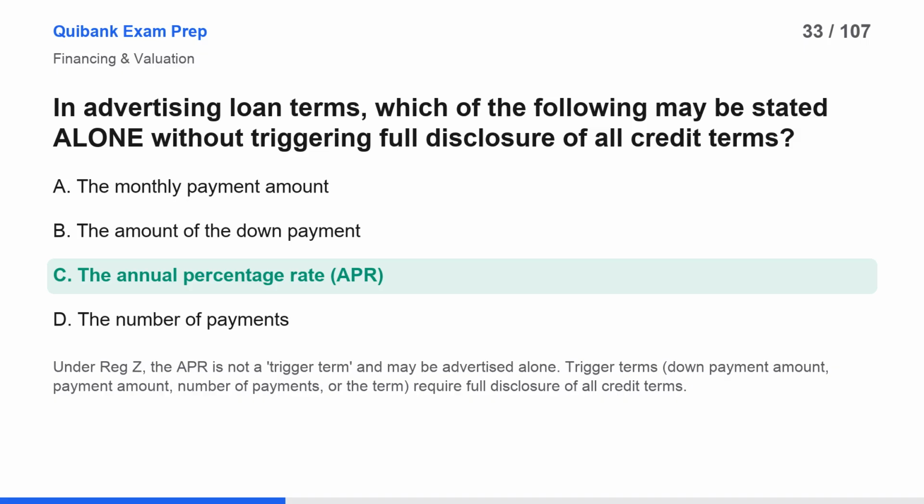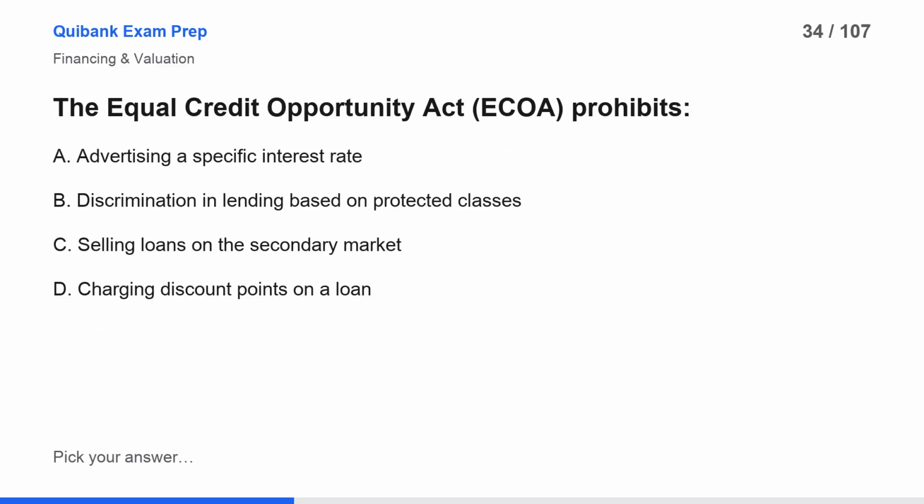The answer is C. The annual percentage rate APRA. Under Reg Z, the APRA is not a trigger term and may be advertised alone. Question 34. The Equal Credit Opportunity Act, ECOA prohibits A. Advertising a specific interest rate. B. Discrimination in lending based on protected classes. C. Selling loans on the secondary market. D. Charging discount points on a loan.